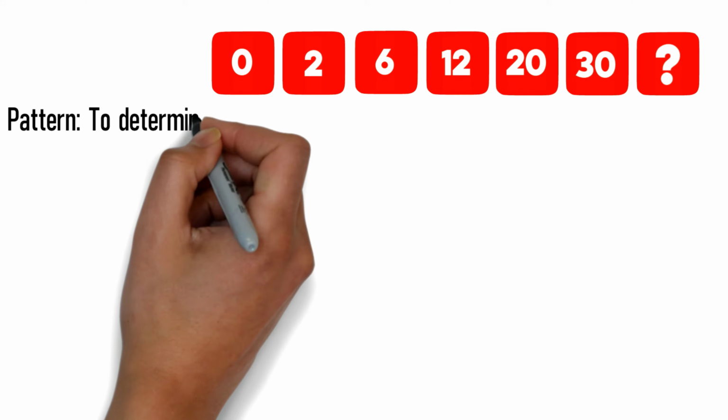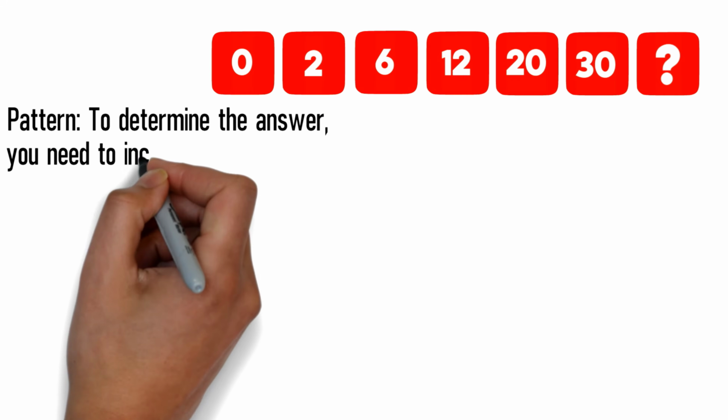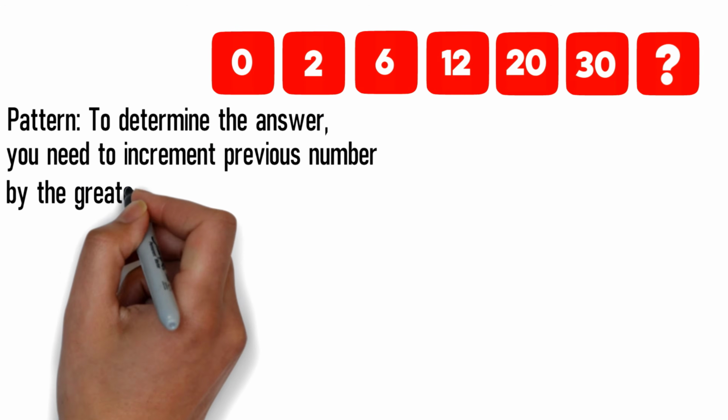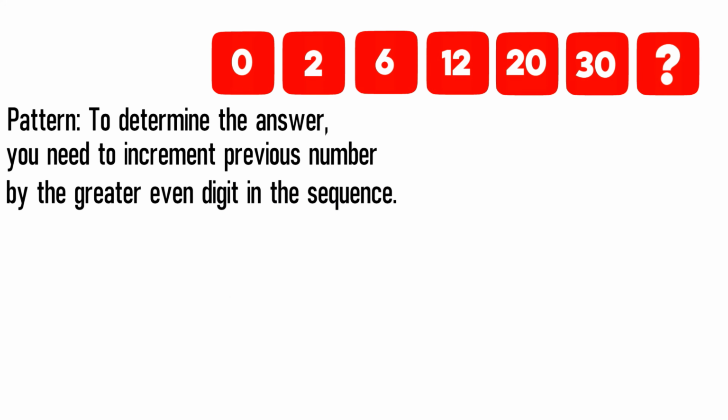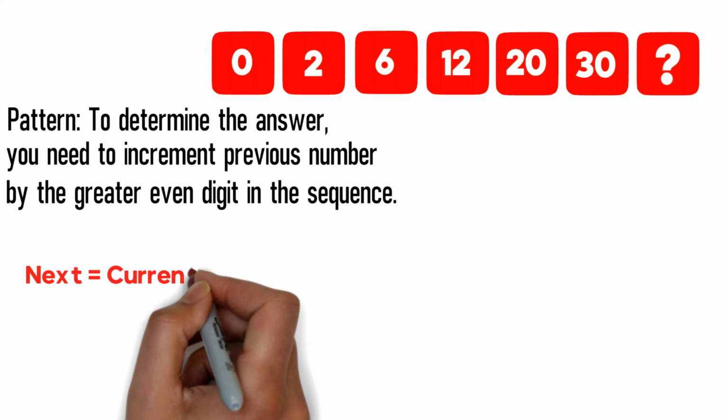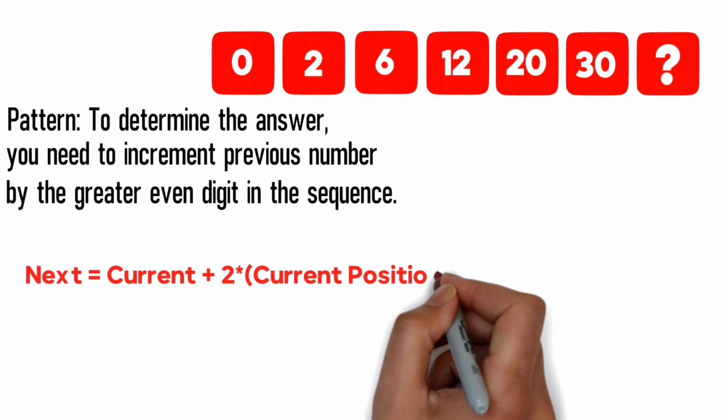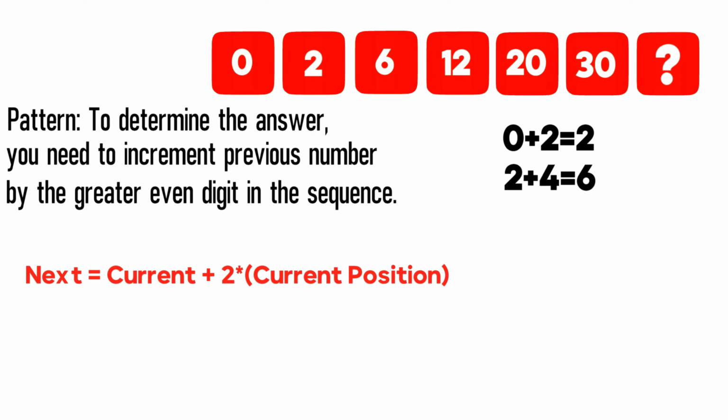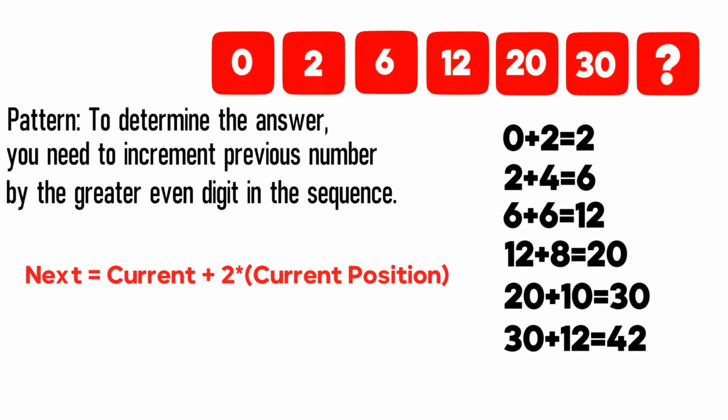As with any type of question, the key is to determine the pattern. To determine the answer in this particular case, you need to increment the previous number by the next greater even number. You can even come up with the formula. In our case, the formula to determine the next number would be current number plus 2 multiplied by current position. Let's see how it works.